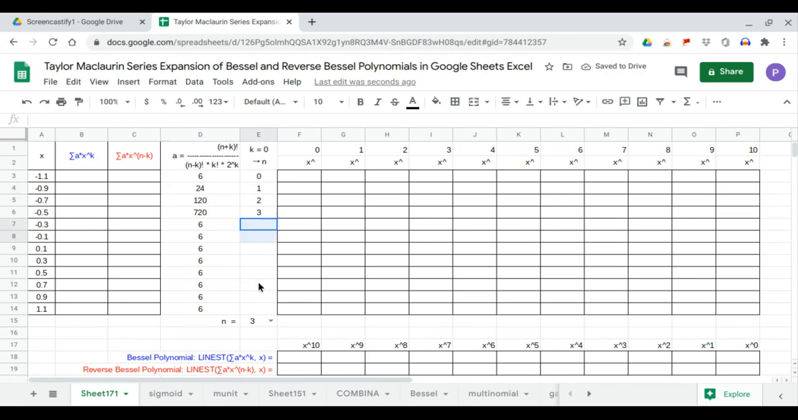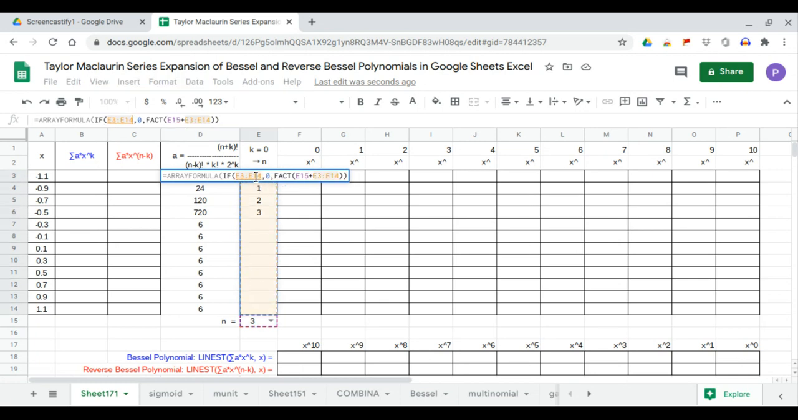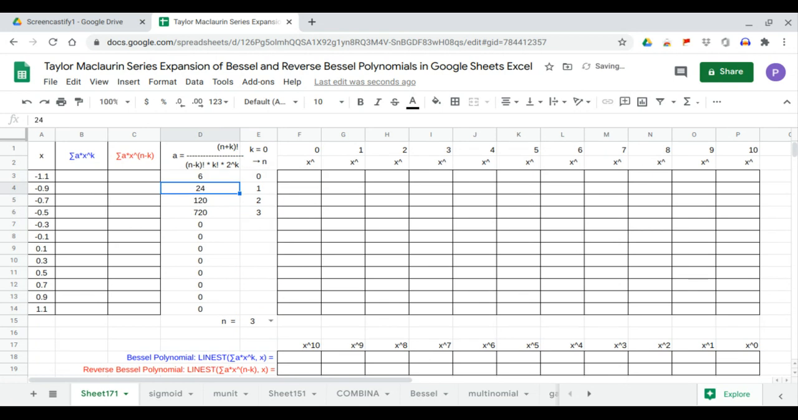If this is empty, this should be 0. So we correct that. So if k is empty, 0, otherwise calculate. Now it's corrected. So if k is empty, this is 0.